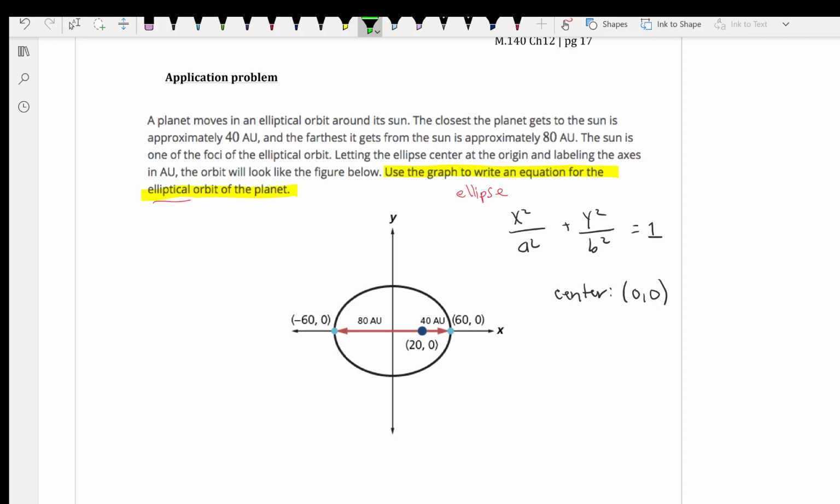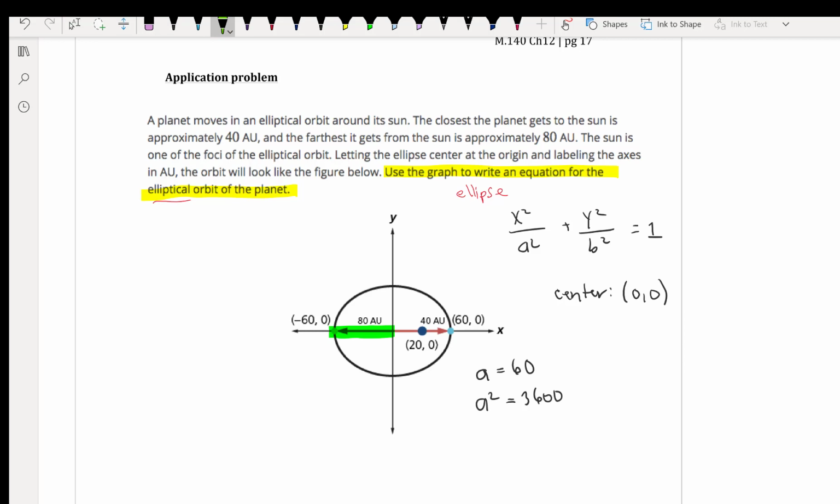So from the center going all the way out, that's going to give me negative 60, okay? And it'll also give me positive 60 as I go in the other direction. So that tells me that my A value is going to be 60. So then my A squared would just be 60 times 60, which would be 3,600. So now I'm like, okay, I'm halfway there.